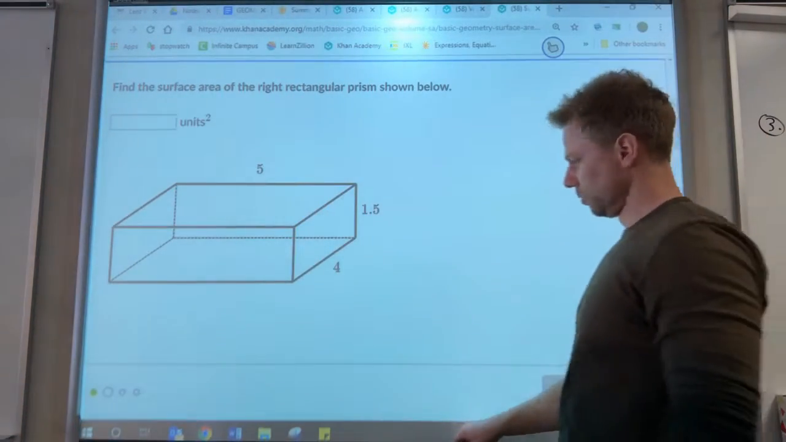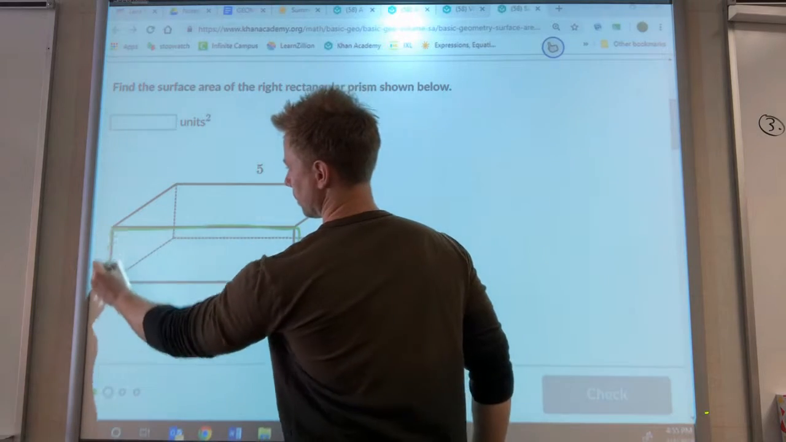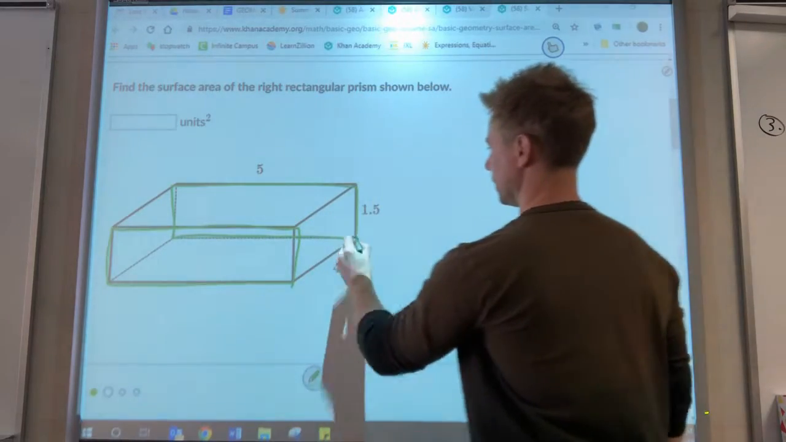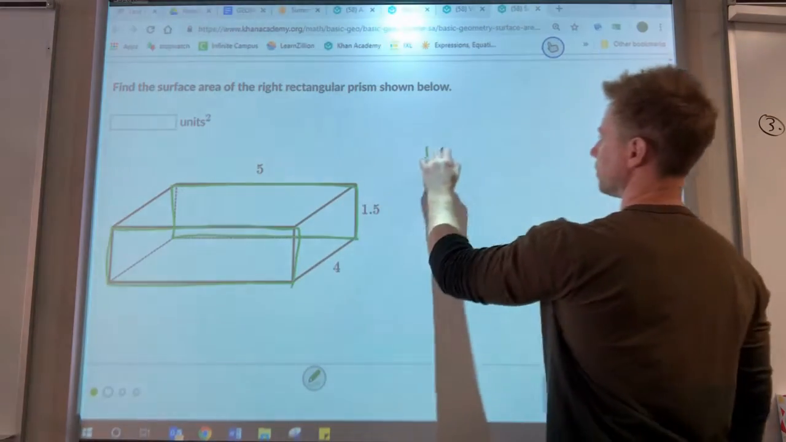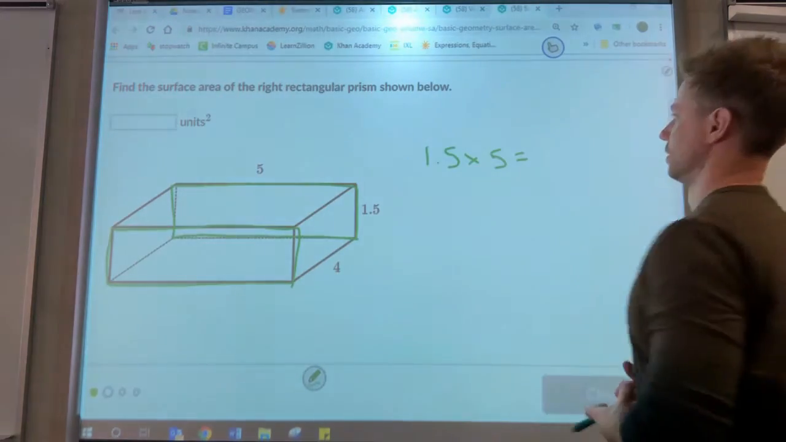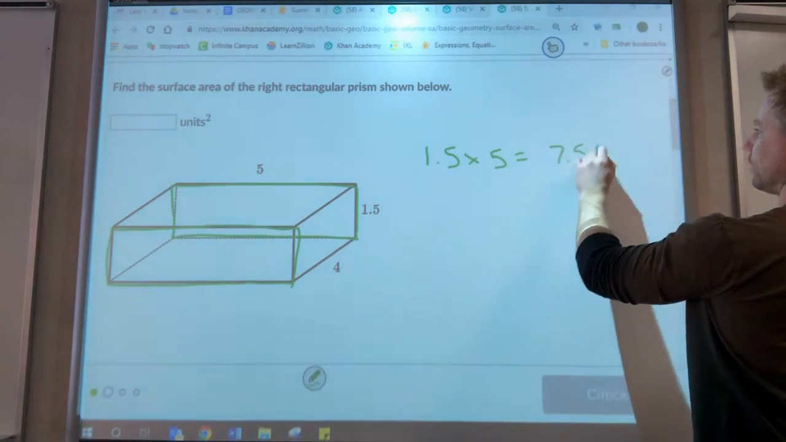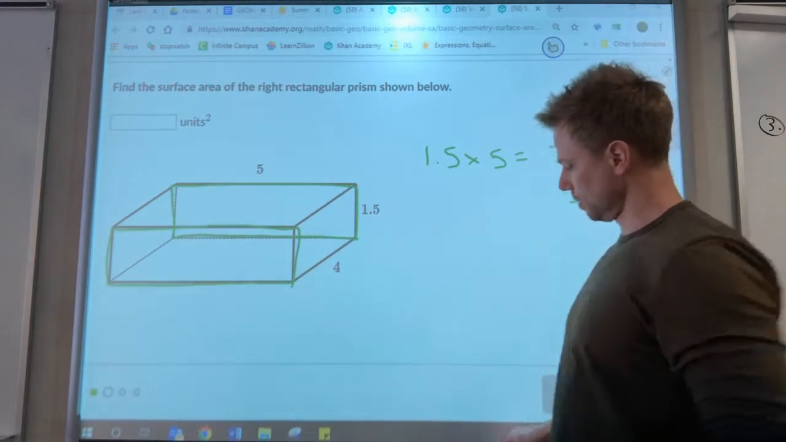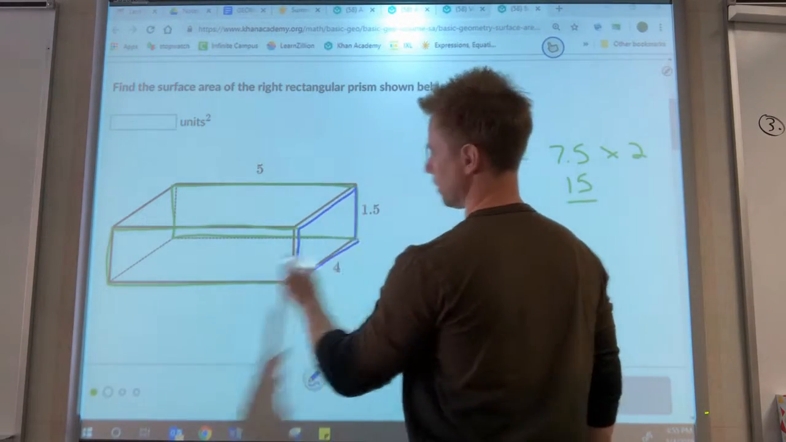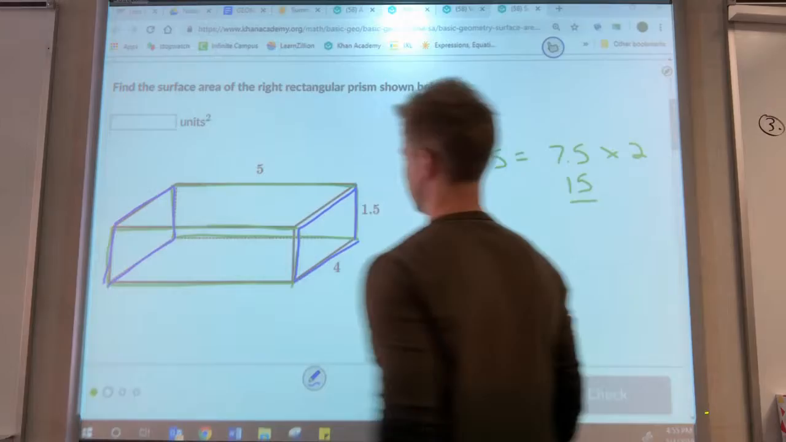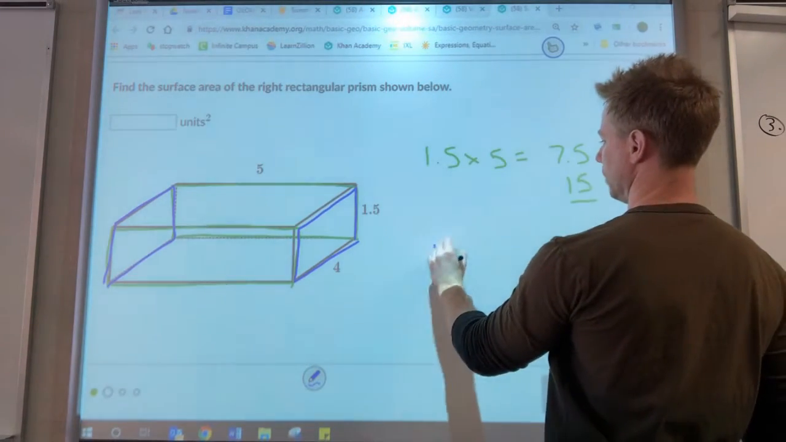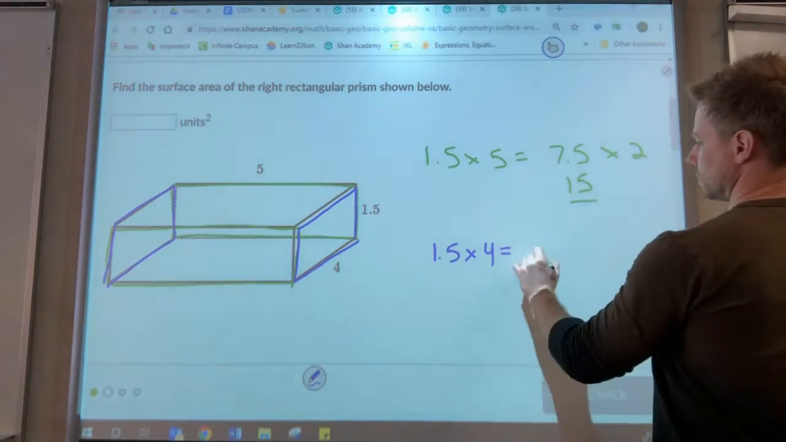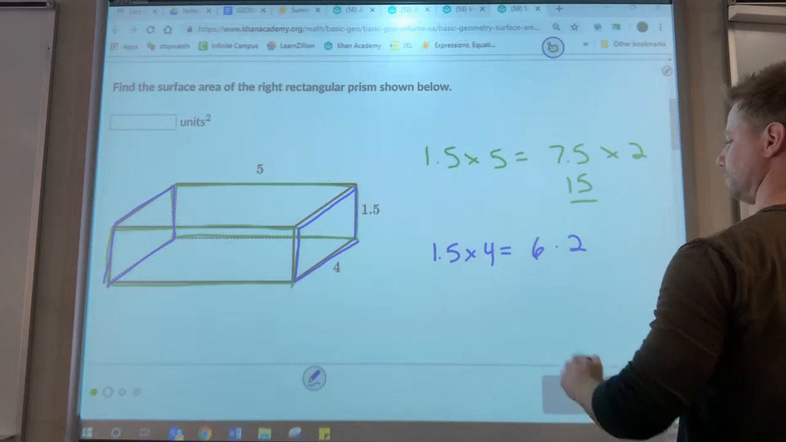And surface area again, we have our front and our back. The front, and we can see the back this time, right there. Length and width is 1.5 times 5. That's going to give us 7.5, and there's 2 of those, front and back. That gives us 15. Then we have the left and the right side, here and here. That's 4 times 1.5. So that gives us 6, and there's 2 of those, which makes 12.